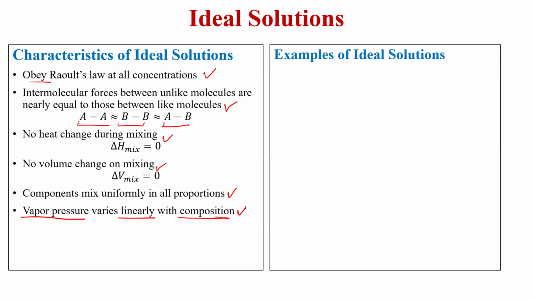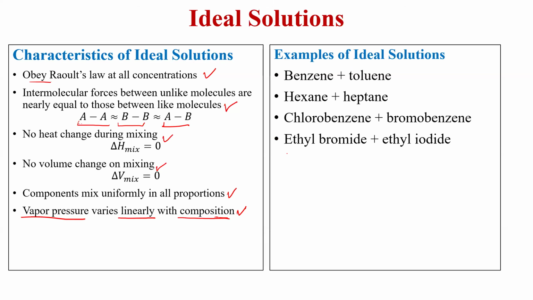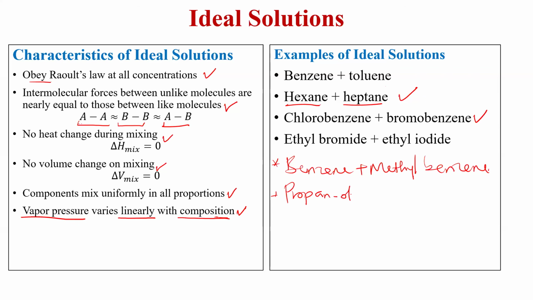Now, we have already given the examples of ideal solutions. Let me first put the ones they have already given us. They gave us benzene and toluene, or someone saying benzene and methyl benzene. I'm just using the ones that you guys gave me. Then there's one who gave me hexane and heptane. That was already mentioned. Chlorobenzene and bromobenzene were also mentioned. Maybe we have also propan-1-ol and propan-2-ol. So you can see we have a number of examples when you talk about ideal solutions.